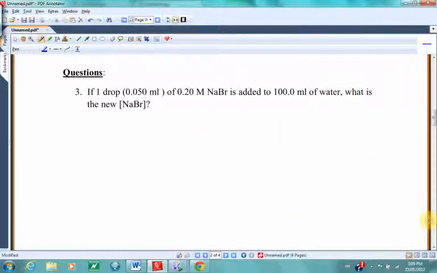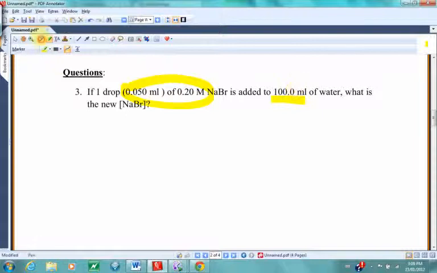So in this one, what we're going to do is, again, we're going to do a dilution. And we have 1 drop of 0.20 molar sodium bromide, and we're adding it to 100 milliliters of water.